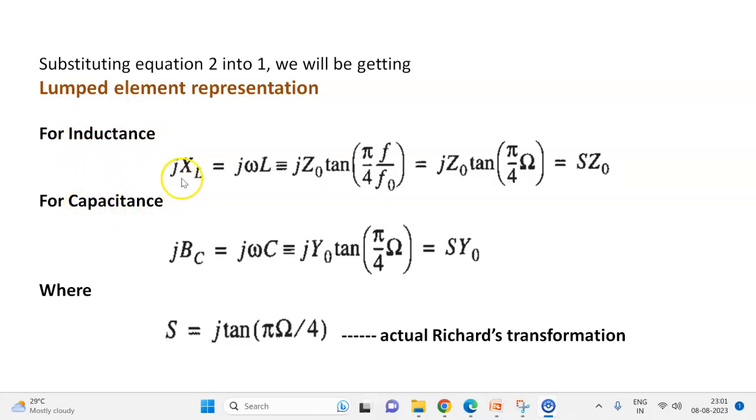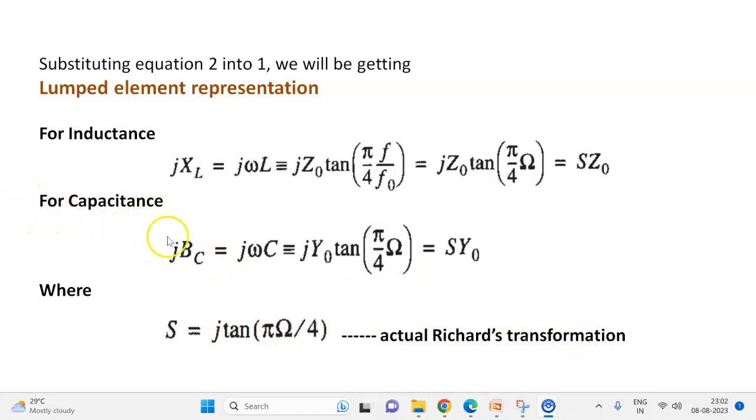For inductance, that is jXL, where XL is the reactance of the inductance, jXL = jωL = jZ0 tan((π/4) f/f0). Here f/f0 is replaced by uppercase Ω. In this equation, Z0 is a characteristic impedance. Other than Z0, j tan((π/4)Ω) is replaced by S, because S = j tan((π/4)Ω). This is the actual Richards transformation.